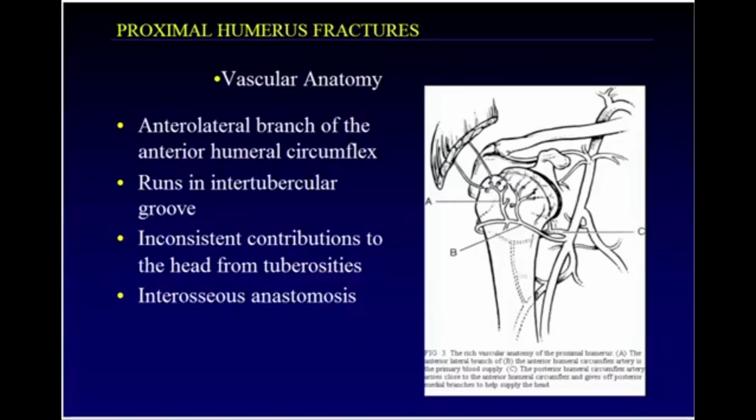Vascular anatomy of the proximal humerus is important to remember. The basic thing you need to remember is that the primary blood supply to the proximal humerus comes from the anterolateral branch of the anterior humeral circumflex artery, and that runs in the bicipital groove of the proximal humerus. There are also inconsistent contributions to the head from the tuberosities, and that becomes important in a significant four-part proximal humerus fracture, and there is some interosseous anastomosis as well. But the anterolateral branch of the anterior humeral circumflex is the dominant player.